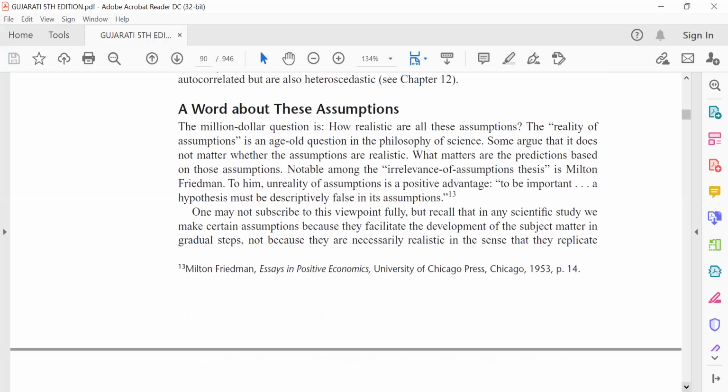Okay, what about these assumptions? The $1 million question is, how realistic are all these assumptions? The reality of assumptions is an age-old question in the philosophy of science. Some argue that it does not matter whether assumptions are realistic. What matters are the predictions based on those assumptions. Notable among the irrelevance of assumptions thesis is Milton Friedman. To him, the unreality of assumptions is a positive advantage. To be important, a hypothesis must be descriptively false in its assumptions.